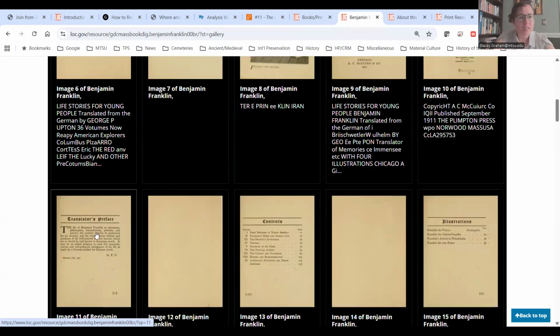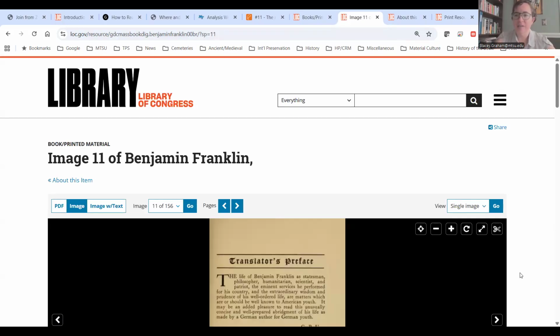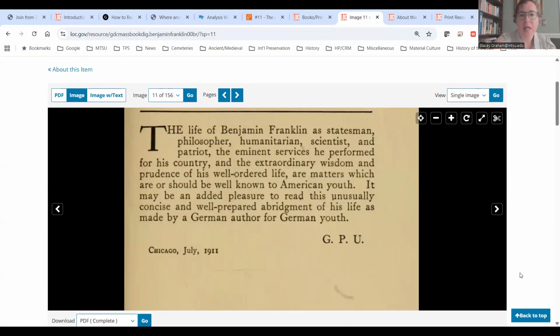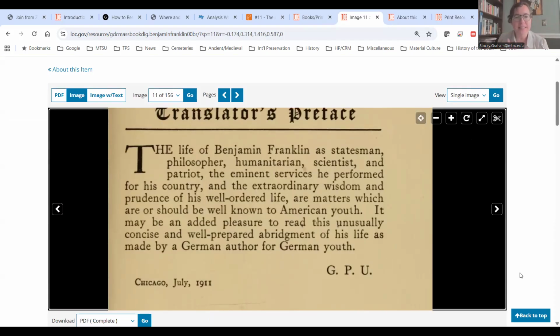And so what does the translator's preface say, for instance? "The life of Benjamin Franklin as statesman, philosopher, humanitarian, scientist, and patriot, the eminent services he performed for his country, and the extraordinary wisdom and prudence of his well-ordered life are matters which are or should be well known to American youth." So we know what they're going to focus on when they're telling the story.